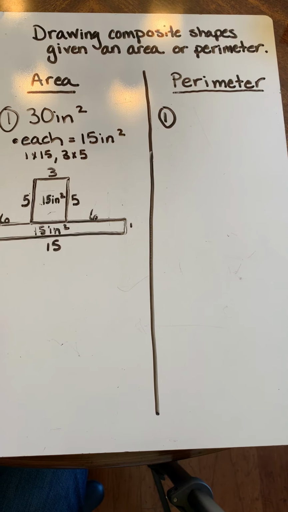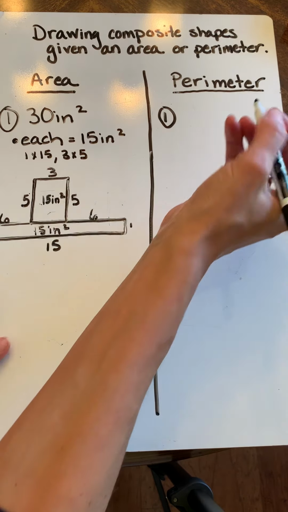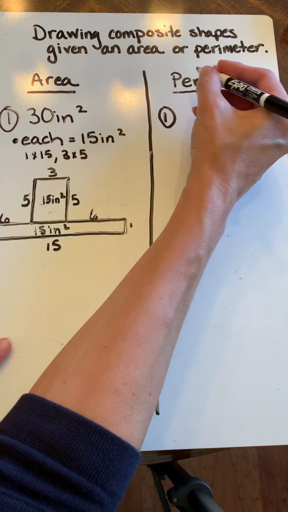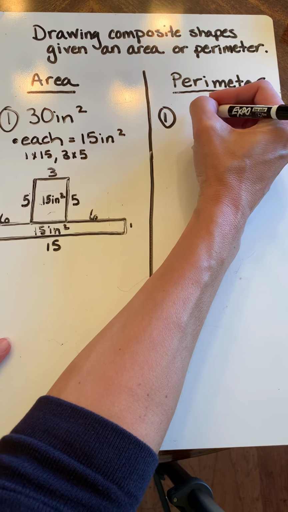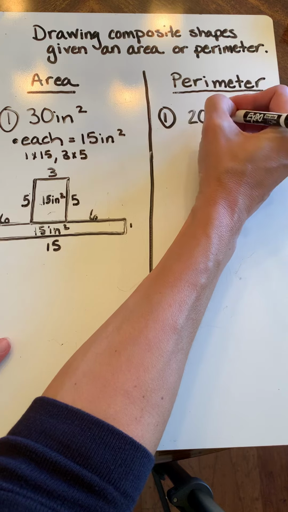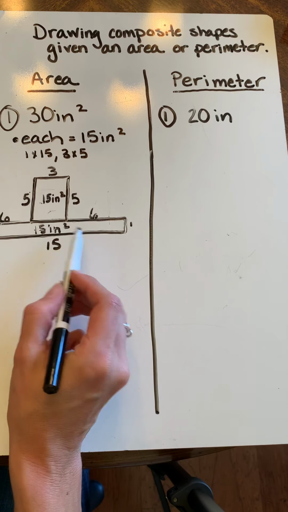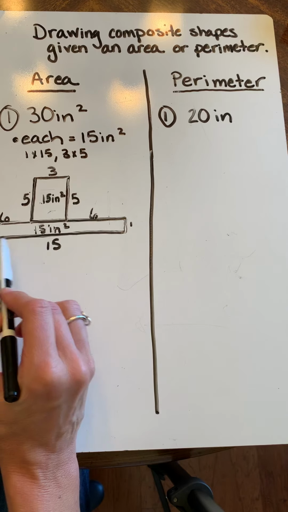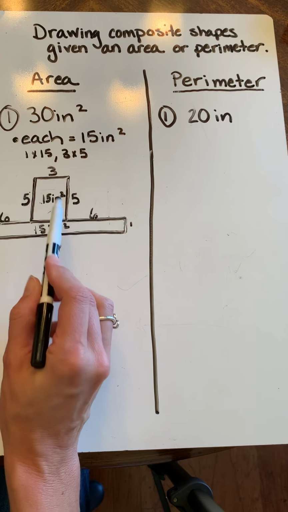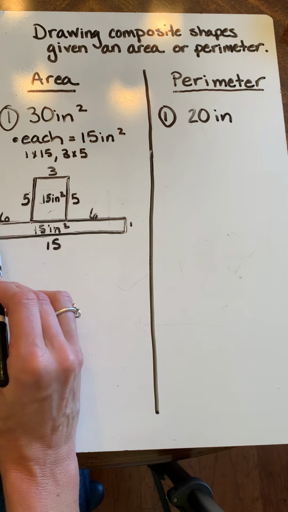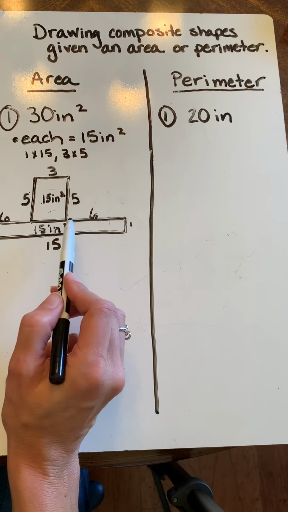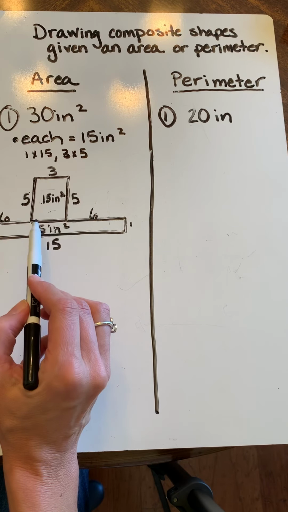All right, so let's look at perimeter. How could you do the perimeter? If given a certain perimeter, how can you compose a shape? So let's do 20 inches. Now with perimeter, remember, I'm no longer concerned about the area inside of my rectangles. I'm concerned about adding up all the sides around the rim of my shape to get the perimeter.